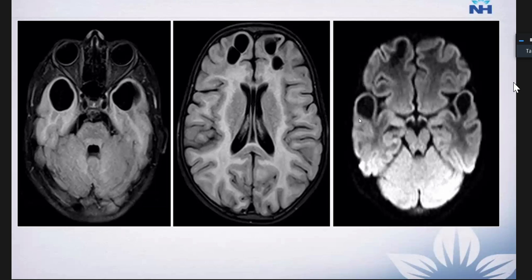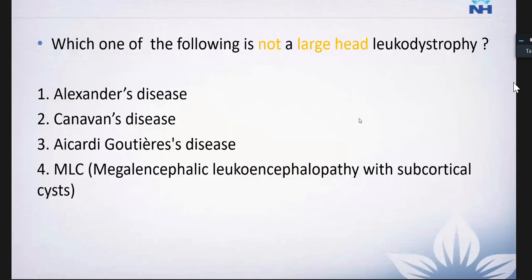So a question for all of you: which one of these is not a large head leukodystrophy? Is it Alexander? Is it Canavan's? Is it Aicardi-Goutieres or MLC? So what should be the answer? Yeah, so most of you are saying that answer three is correct, which is the correct answer. So the answer three is Aicardi-Goutieres disease.